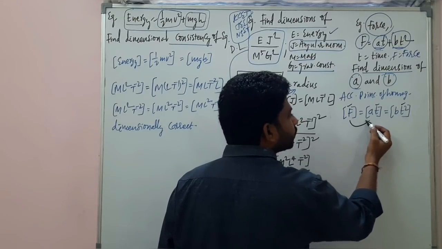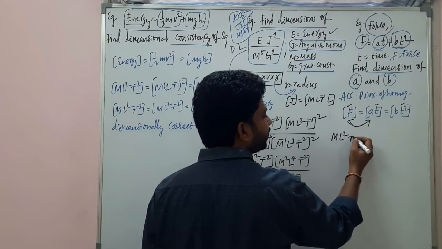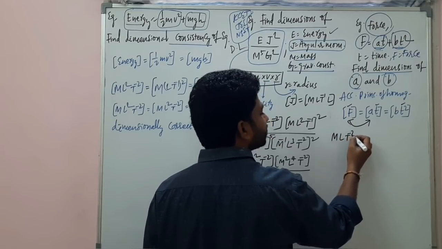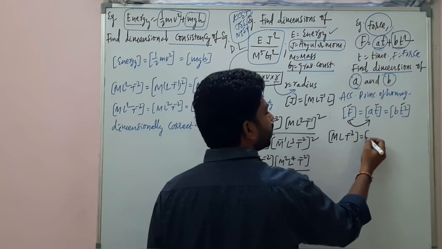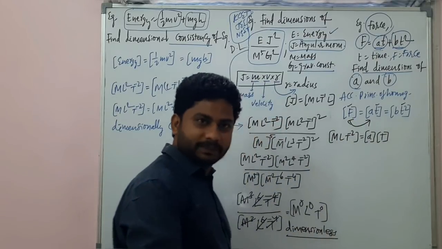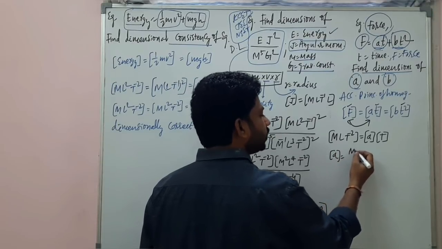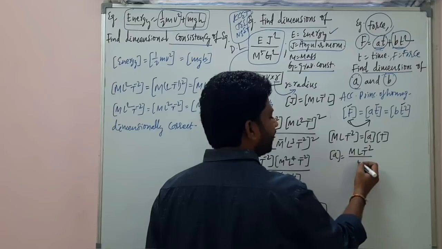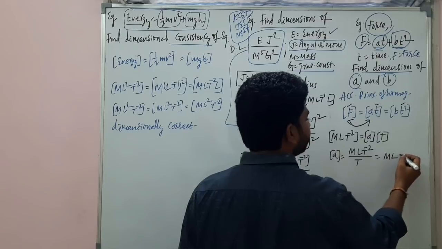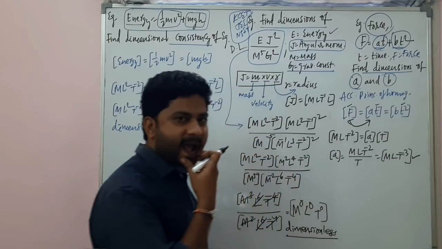Let's take these two. Dimensions of force, MLT minus 2, is equal to dimensions of A into dimensions of T, T is time. Okay. So simple. The dimensions of A is equal to MLT minus 2 by T. So I can write MLT minus 3. Alright. That is the dimensions of A.